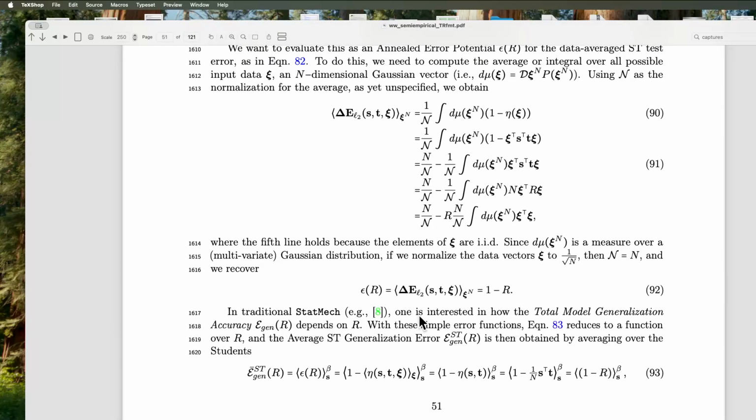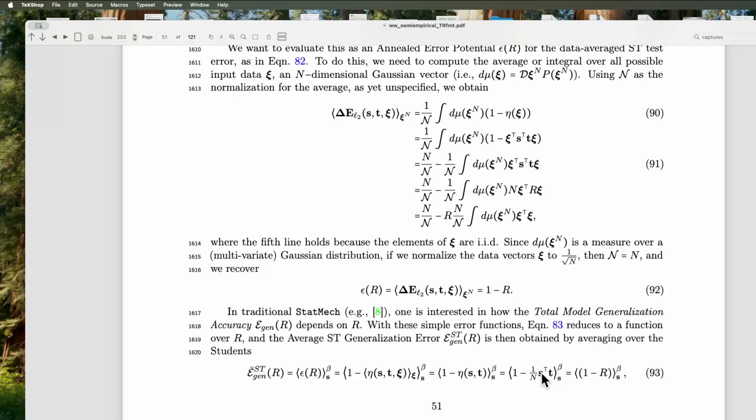So in statistical mechanics, the idea is one is interested in the total model generalization error, which depends on R. With these simple functions, this reduces to a function over R, and the student-teacher generalization error is obtained by averaging over all the students. This is the key result: the student-teacher generalization error is simply the thermal average over this annealed error, which is 1 minus this overlap averaged over the data, and then the thermal average, which is 1 minus eta, which is 1 minus 1 over n S transpose T, where again n is the sample size, which then becomes just the thermal average of 1 minus R. And I'm sorry if I didn't explain it great.